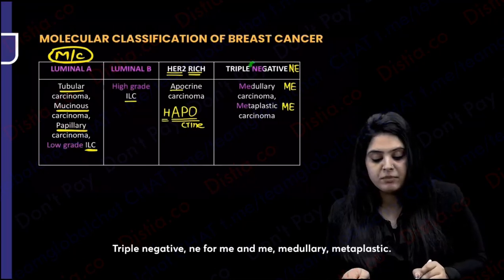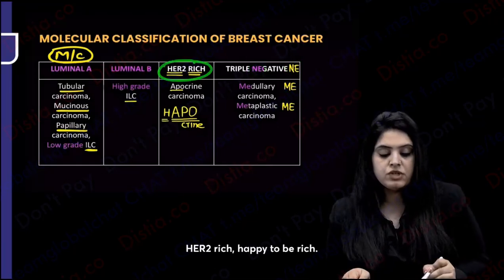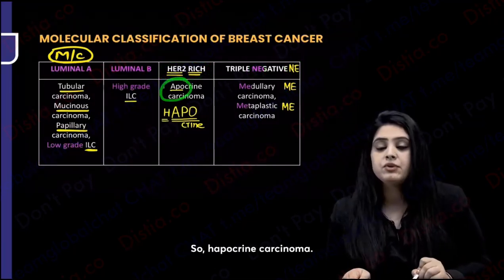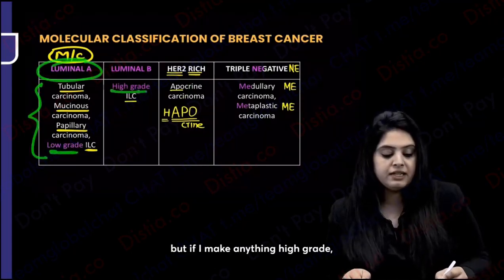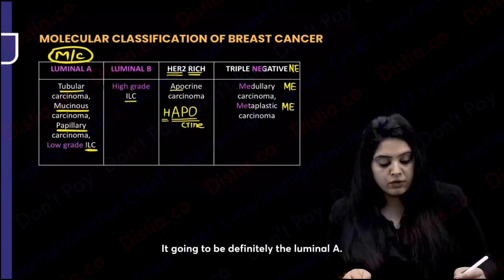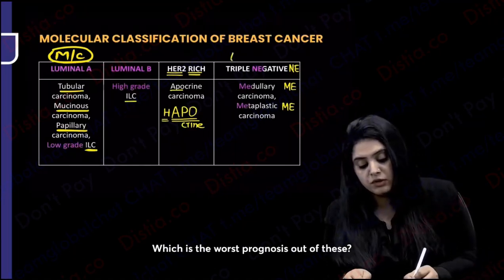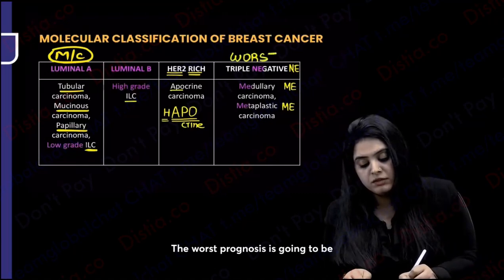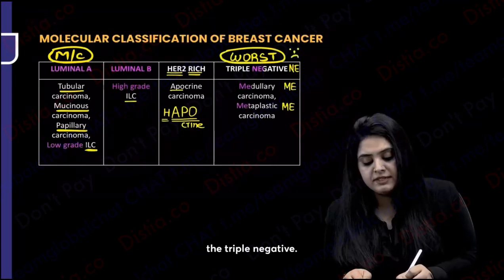So now we'll repeat. Triple negative, NE for ME and ME, medullary, metaplastic. HER2 rich, happy to be rich. So happy-crine, apocrine carcinoma. Luminal A has everything else, but if I make anything high grade, that is going to go into luminal B. So which is the most common out of them? It is definitely going to be luminal A. Which is the worst prognosis out of these? The worst prognosis is going to be the triple negative.